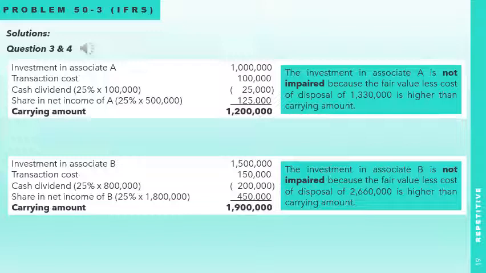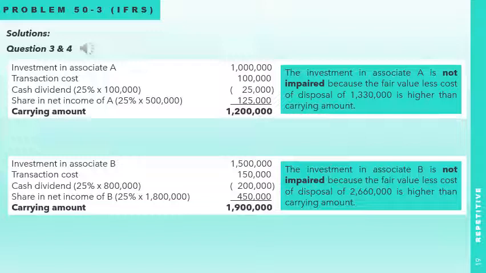Then, yung answer ng dalawa ay ma-minus naman po natin sa cash dividends na 25,000. Nakuha natin itong 25,000 sa pag-multiply sa acquired 25% sa 1 million na equity ng associate A. Ang sabi nga, dividends and other distributions received from the associate are recognized as reduction of the carrying amount of the investment. Pagkatapos, i-add naman natin sa share in net income of A na 125,000. Nakuha natin itong 125,000 sa pag-multiply ng acquired 25% sa recognized net income na 500,000. So, 1 million plus 100,000 minus 25,000 plus 125,000 is equals to 1,200,000 na carrying amount. So, the investment in associate A is not impaired because the fair value less cost of disposal of 1,330,000 is higher than carrying amount.